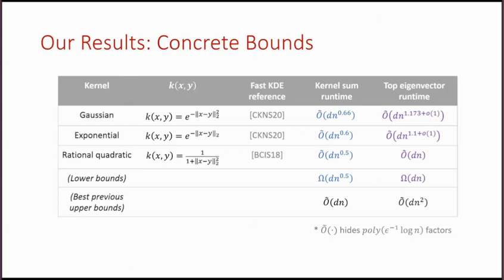Now, as we said, what we do here is transform existing data structures for KDE into matrix algorithms, and the currently known complexity of KDE for each one of those kernels is somewhat different, and this is why we get different bounds for them. So in the middle column, you can see the reference for the fast KDE data structure that we use for each kernel. In the blue column, you can see our running times for the kernel sum problem. They are asymptotically faster than n, and close to the lower bound, which is square root of n. And in the purple column, you can see our running times for the top eigenvector and eigenvalue problem, asymptotically faster than n squared, and close to the lower bound, which is n.